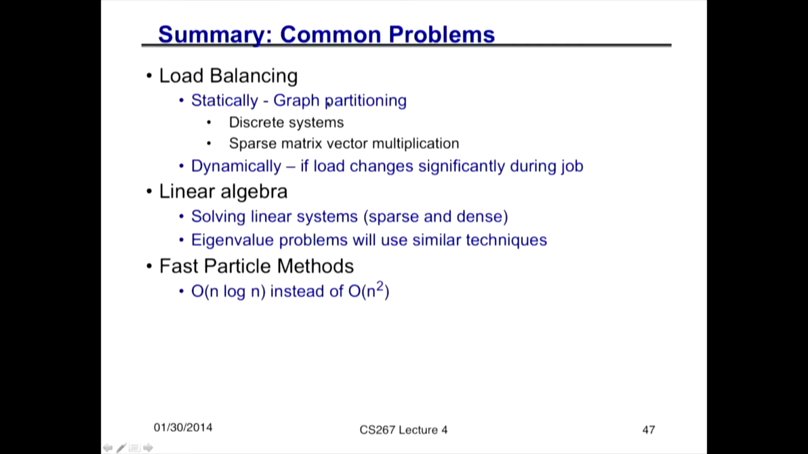Okay, so to summarize, what are the common problems here? I have load balancing, and that turned into a graph partitioning problem that came up in both discrete event systems and sparse matrix-vector multiply. And it's going to be expensive, so hopefully I'm going to do lots of sparse matrix-vector multiplies because the solution costs a bit. But I may have to do it once in a while if the load changes significantly during the job, if my structure changes for some reason.